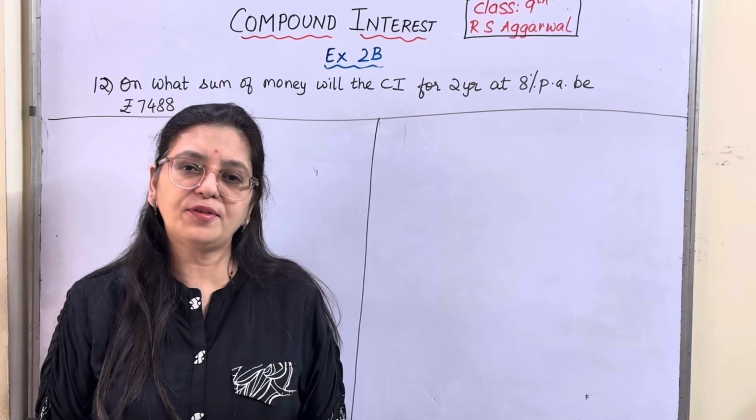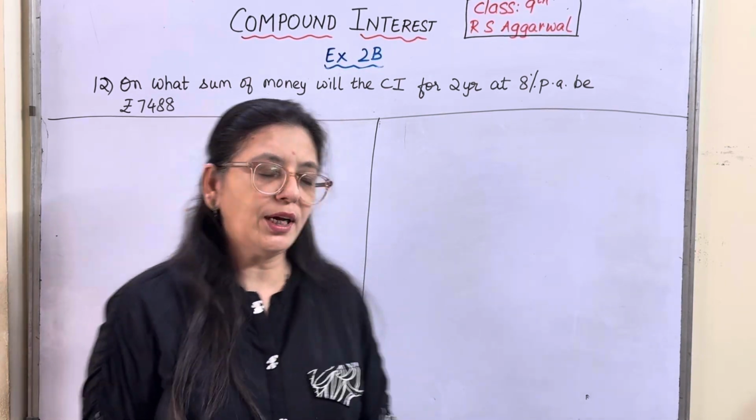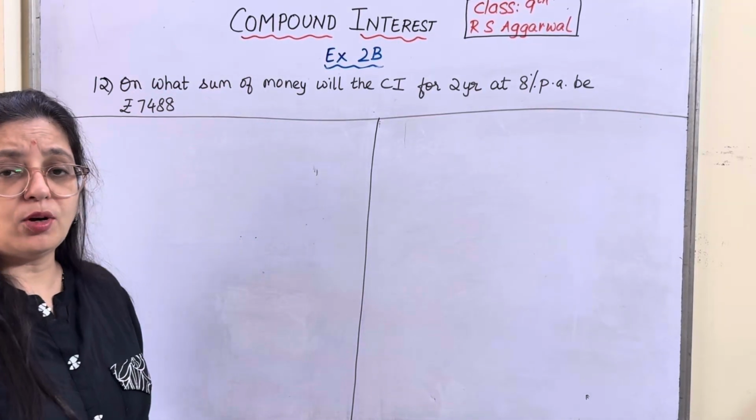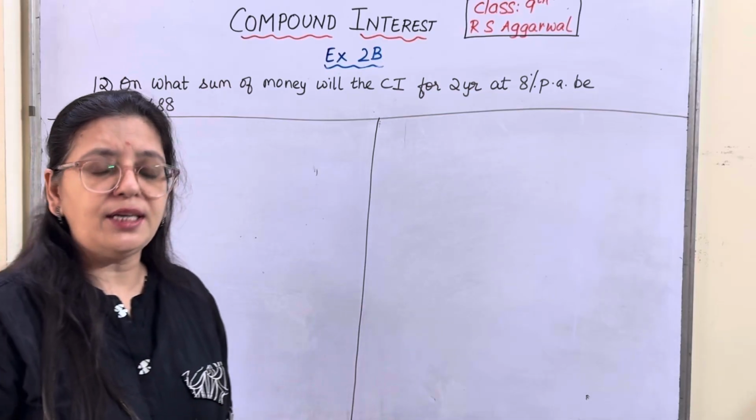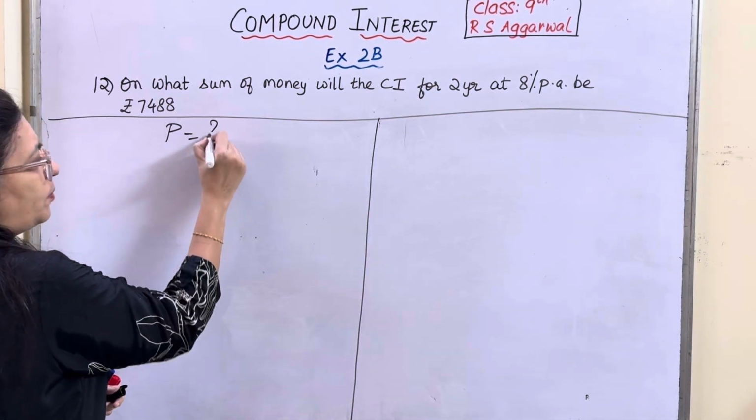Hi kids, in this video we'll be continuing with exercise 2b compound interest. Okay, let's read question number 12. On what sum of money? On what sum of money means what you need to find? You need to find the principal.